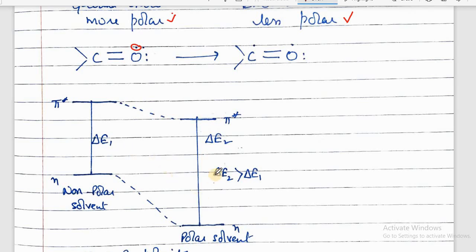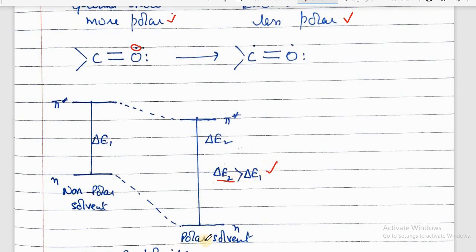So if we compare now, there is an energy difference, this is delta E1. Suppose here it is delta E2, then this delta E2 is greater than delta E1. That is, when the polarity of solvent increases, this difference increases. When this difference increases, it means the wavelength will be shorter. When the polarity of solvent increases, the energy for absorption is more, or the molecule absorbs at lower wavelength.